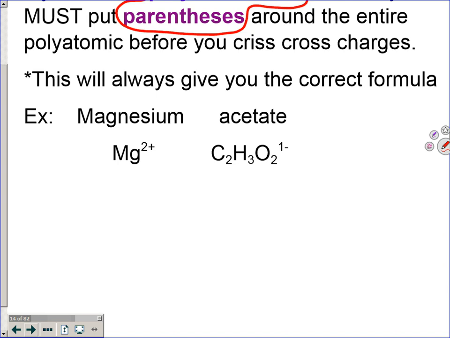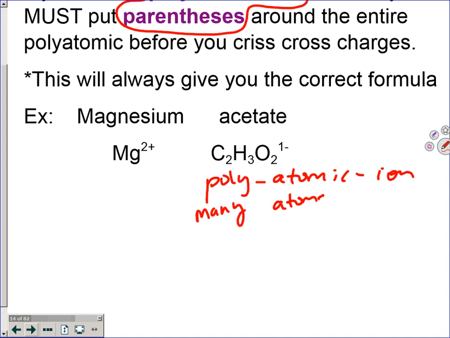Acetate is one of the polyatomic ions that's on your sheet. And you can definitely tell it's a polyatomic ion, because what does poly mean? Many. And then atomic refers to atoms. And then it's an ion because it has a charge. So there are many atoms in this ion, which we're now going to call a polyatomic ion.